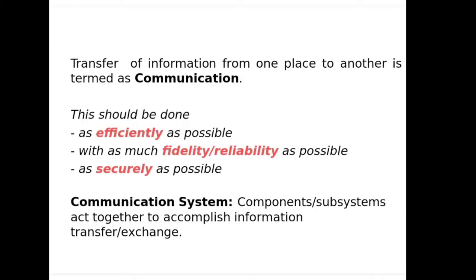So communication is the transfer of information from one place to another. This is termed as communication. This should be done as efficiently as possible, with as much fidelity or reliability as possible, and as securely as possible. In a communication system, the components or subsystems act together to accomplish information transfer or exchange.